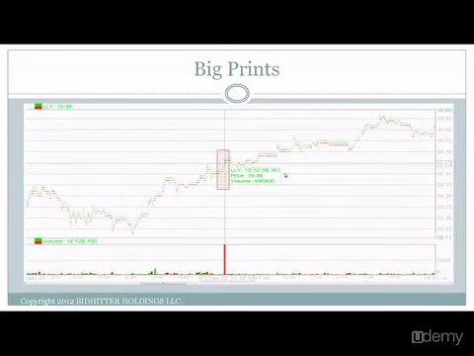So right here, we have an example of LLY, Eli Lilly, where there was a big print at 39.46 for 500,000 shares. It's pretty significant. It had traded about 14.5 million shares at that point. So a 500,000 share block is pretty important. You should keep track of that level.